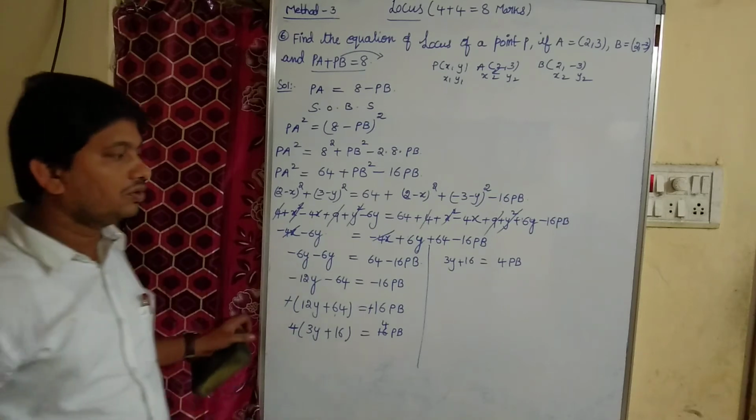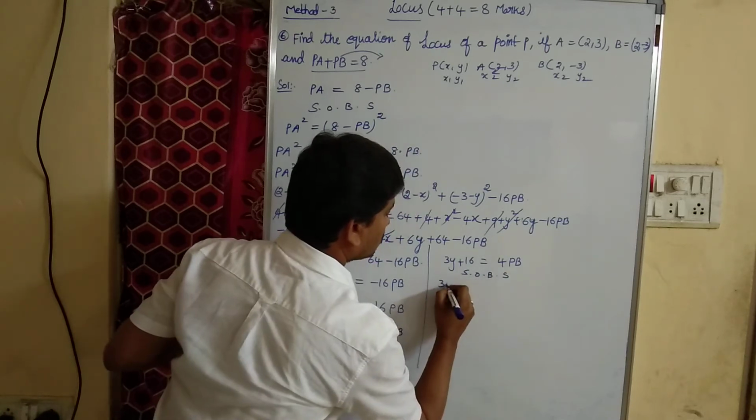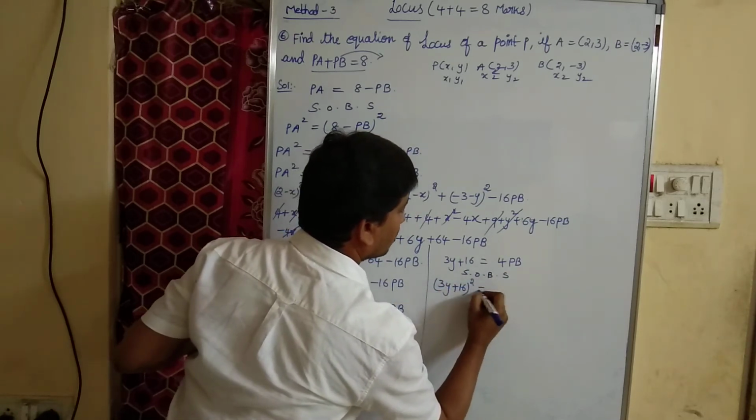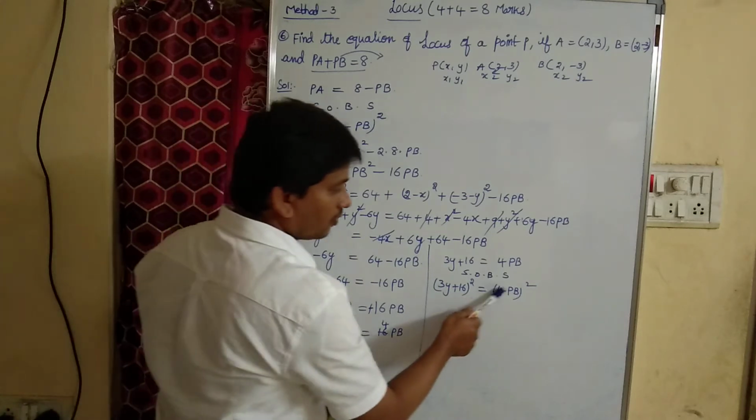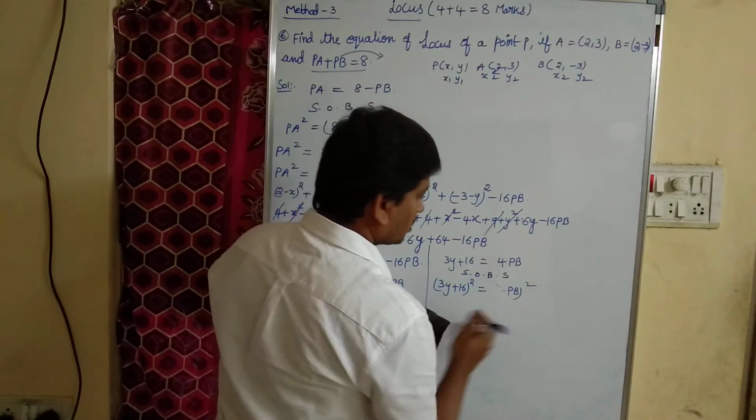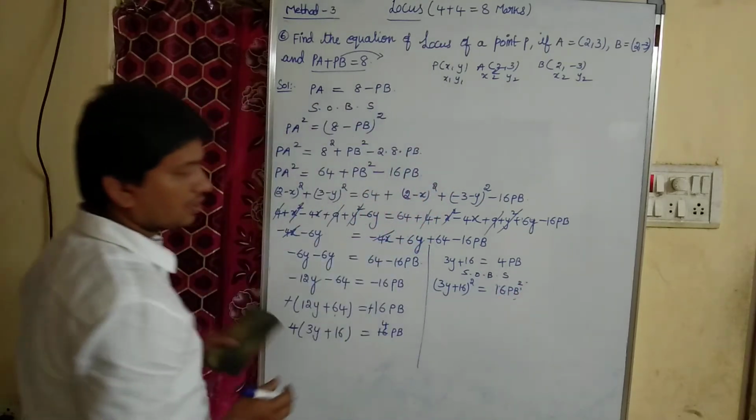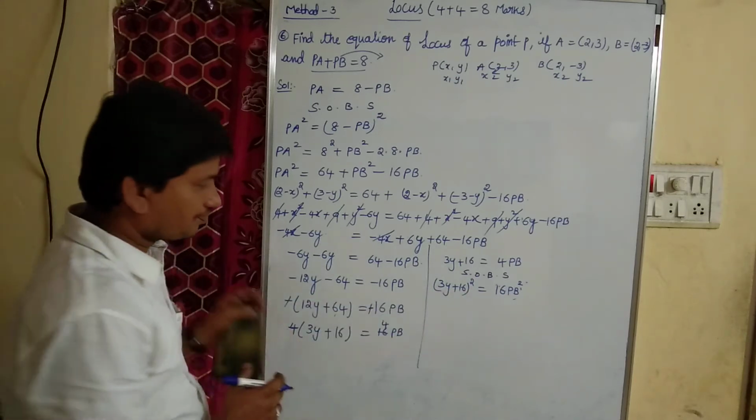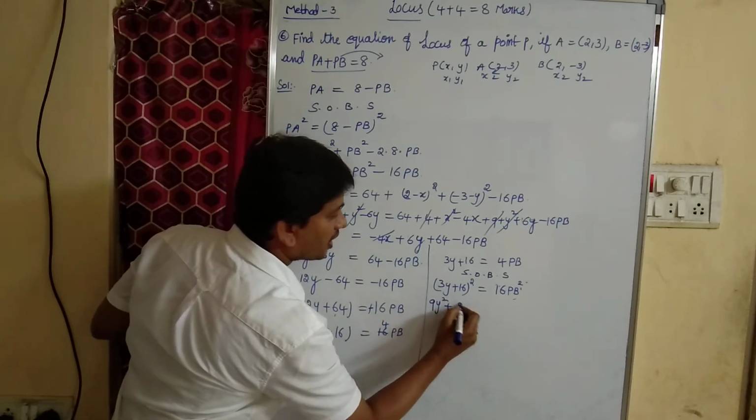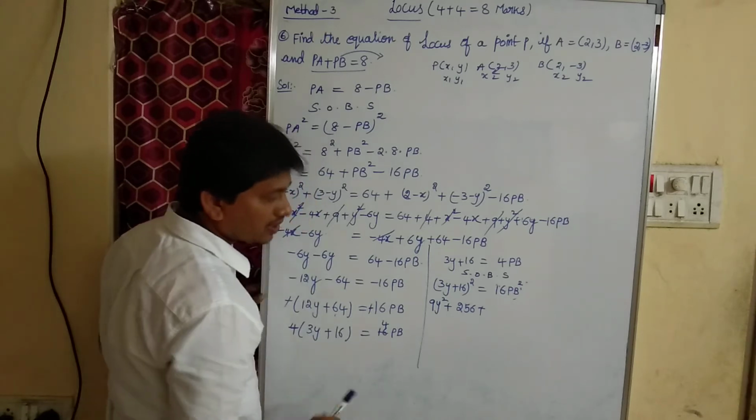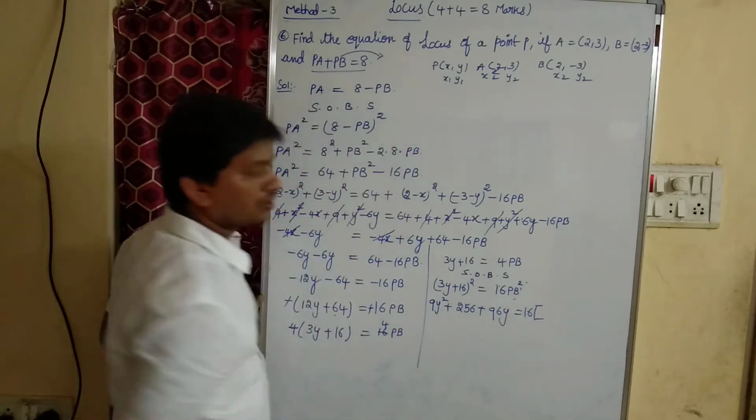Okay. Again what we have to do? Again we have to do squaring on both sides. So (3y plus 16) whole square equal to (4 PB) whole square. As we know 4 square means what? 16. This will become 16 PB square, right? Now this is the (a plus b) whole square formula. 3y whole square is nothing but 9y square, 16 square is 256, plus 2 into 3 into 16: 2 3s are 6, 6 16s are 96y, equal to 16 into PB square.